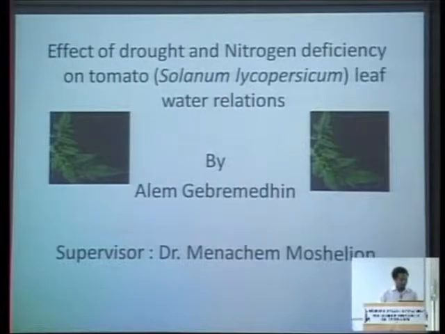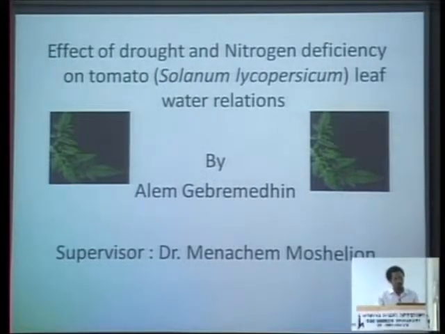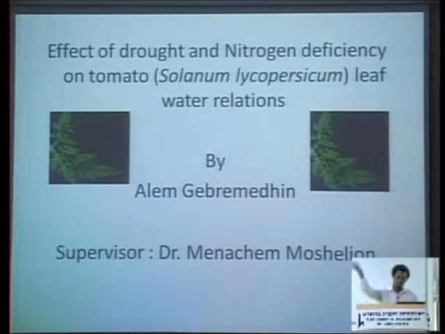Thank you, everybody. My name is, as you know, Alem Gebremedhin, and the title of my research exercise is The Effect of Drought and Nitrogen Deficiency on Tomato Leaf-Water Relations. This work was done under the supervision of Dr. Moshelion here in the faculty.